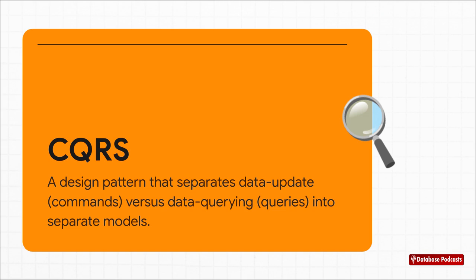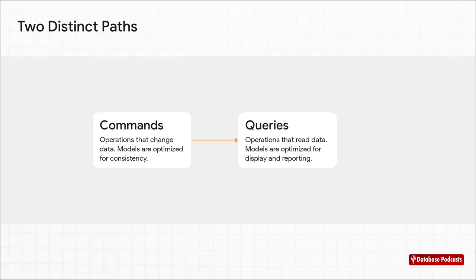So what this means in practice is you basically create two separate highways for your data. You've got the command path. This is for anything that changes the state of your system. Its model is built for one thing and one thing only, writing data safely and consistently. And then you've got the query path. This one is purely for reading data. Its model is completely separate and can be optimized specifically for super fast reads, complex reports, and data aggregation.